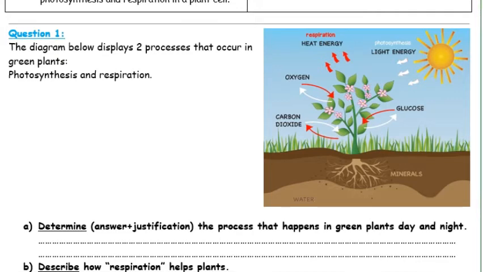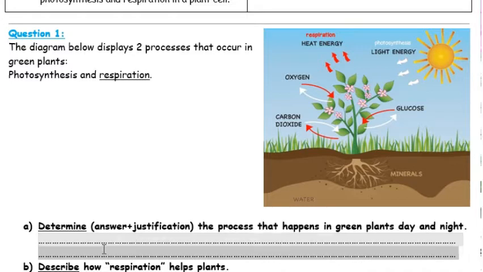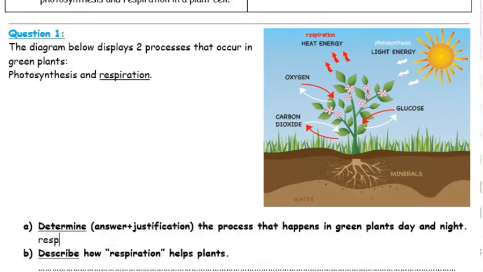Living organisms do not stop respiration. They don't stop breathing. While photosynthesis in green plants stops at night, since there is no light energy to use for food making. So what is the process that happens in green plants day and night? Plants do not stop breathing. So it's the respiration process that doesn't stop day and night.